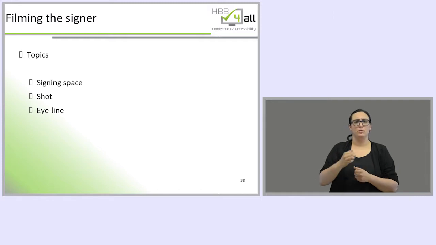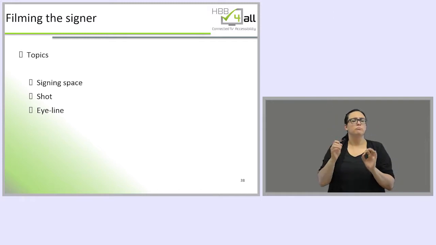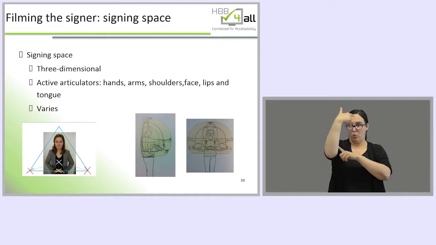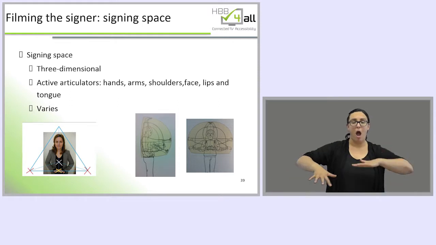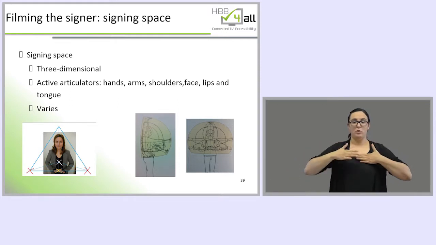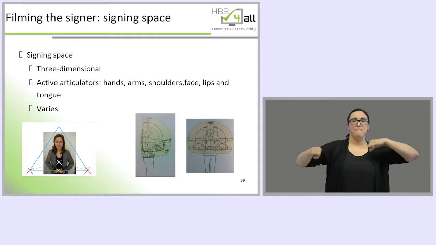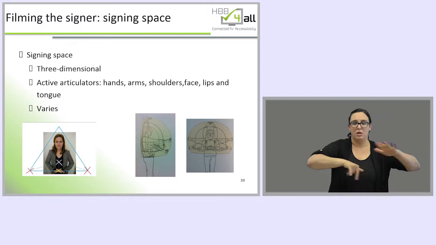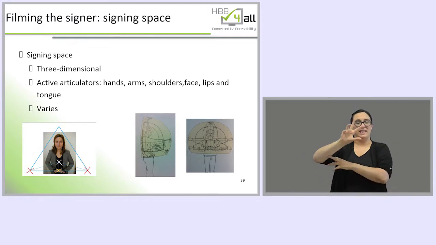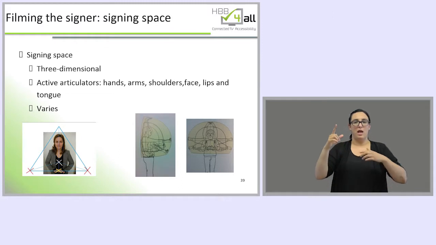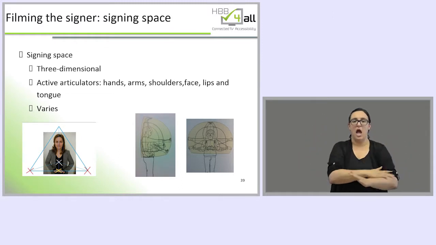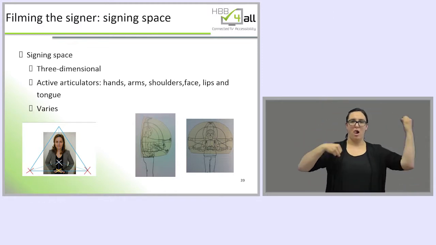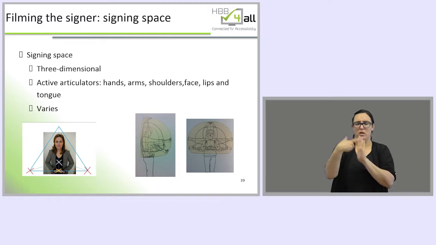So, when filming the signer specifically, we have to bear in mind the signing space, the shot, and the eye line. The signing space is the space that is in front of the signer that is used to articulate all the signs. And this is very important because sign language is a three-dimensional language and uses different active articulators such as the hands, the arms, the shoulders, the face, the lips, and the tongue. And all these body articulators should be in the shot all the time.